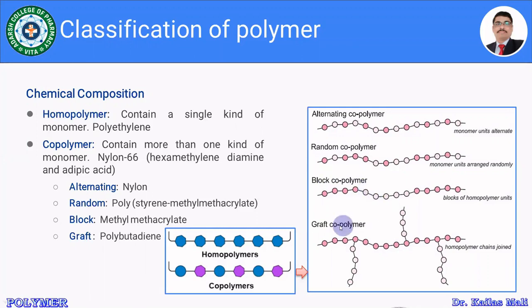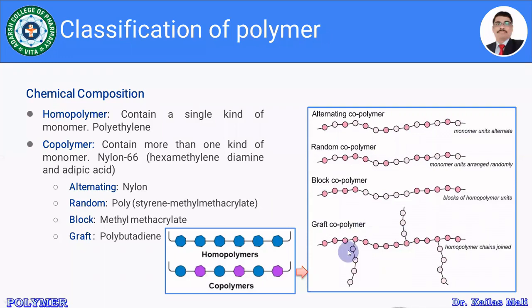Let us move towards the graft copolymer. Here the example is the polybutadiene. So this is the main chain of the polymer on which the polymer chains are grafted, isn't it? Then it is said to be the graft copolymer. This is the main linear polymer chain, or say it as a homopolymer, and on which the chains of the monomers are grafted. Then it is said to be the graft copolymer, isn't it?